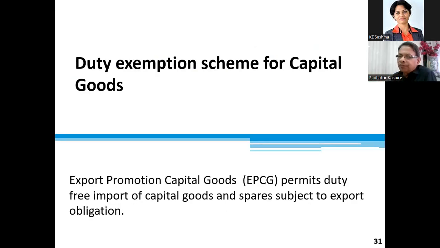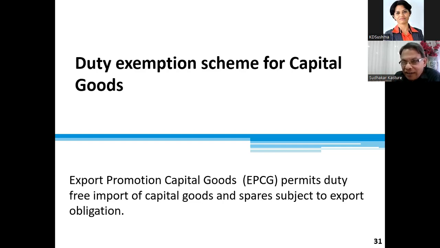The second scheme is EPCG scheme. I had a doubt whether the scheme will continue in the policy or not. The scheme continued. Good. It allows you import of capital goods and spares subject to export obligation. Please understand, in case of advance authorization, whatever you import by default goes out of the country. Capital goods never go out of the country, they stay in the country. You import machinery, install that machinery. You have not paid duty. Government has granted you concession.